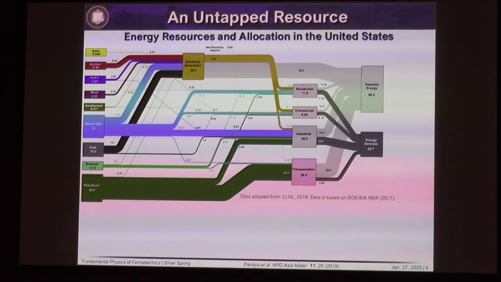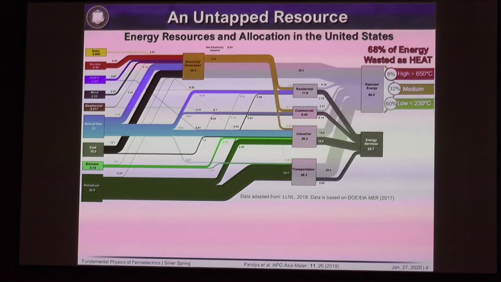That is about 68% of all the energy we put into the system on the left-hand side ends up as waste heat on the right-hand side. And if you break that down even further, the vast majority of it happens in this relatively low-quality waste heat regime, below 230 degrees C.